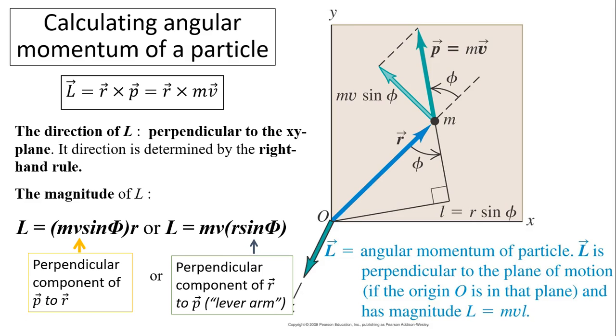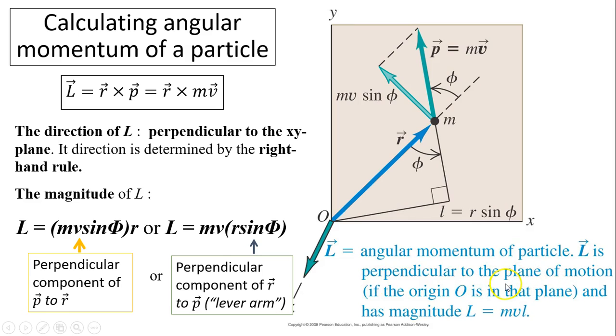Calculating angular momentum of a particle. L equals r cross p equals r cross mv. Since this is a cross product, the direction of L is perpendicular to the xy plane. How do you define the xy plane? The plane is defined by r and v. The direction is determined by the right-hand rule. Basically, you point your four fingers along r, bend them toward p, and your thumb should be pointing along L.